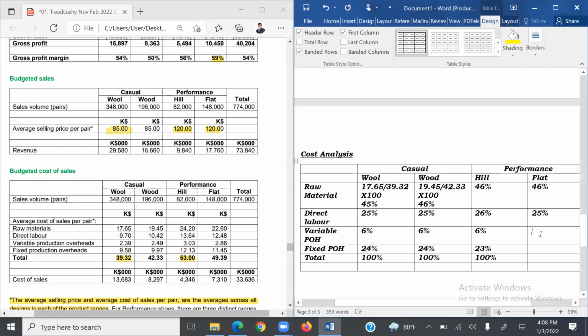And can you please tell me the next one, variable production overhead? Variable production overhead is coming at the range of 6%. Wonderful. Thank you very much, students. And can you please tell me what is the fixed production overhead contribution, please? That will effectively come at the range of 23%.